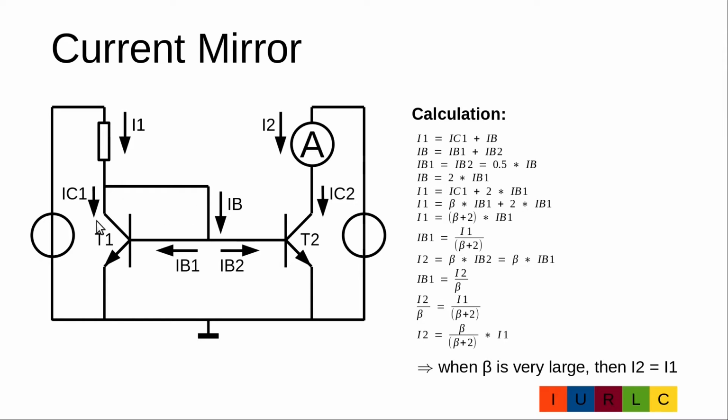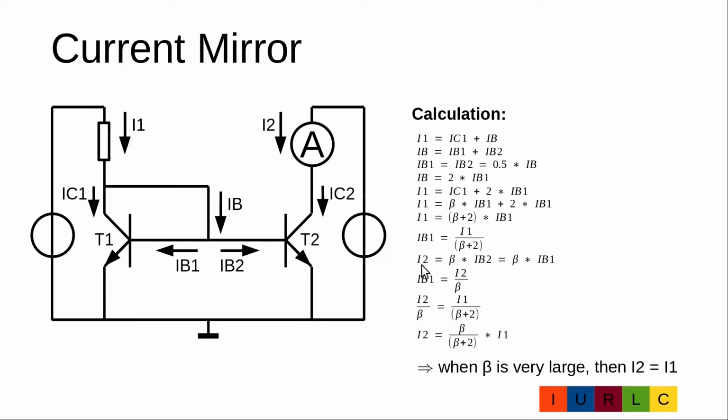IC1 is this current, and this current is IB1 times the amplification factor beta from transistor 1. So we get I1 is beta times IB1 plus 2 times IB1. Now we can rearrange the formula to I1 is (beta plus 2) times IB1. We rearrange the formula to IB1 is I1 divided by (beta plus 2).